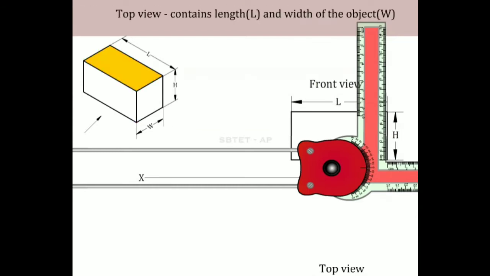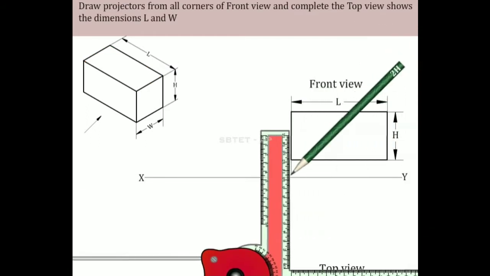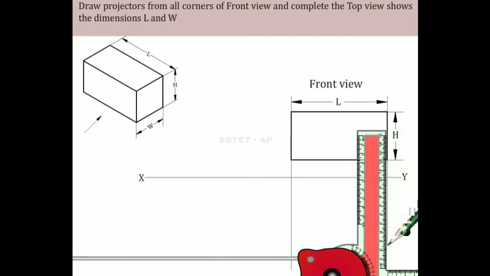Top view contains length and width of the object. Draw projectors from all corners of front view and complete the top view showing the dimensions length and width.